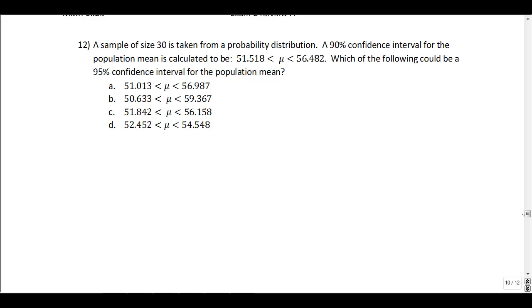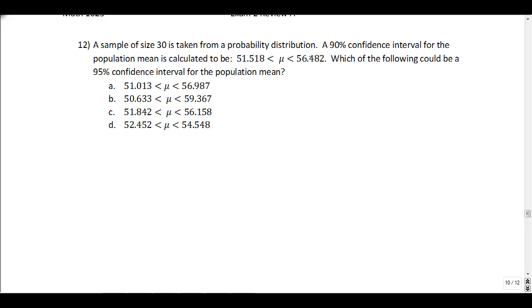So this is a sample of size 30 taken from some kind of probability distribution. A 90% confidence interval for the population mean is calculated to be 51.518 < μ < 56.482. Which of the following could be a 95% confidence interval for the population mean? So this is our 90% confidence interval, and we're going to build a 95% confidence interval.